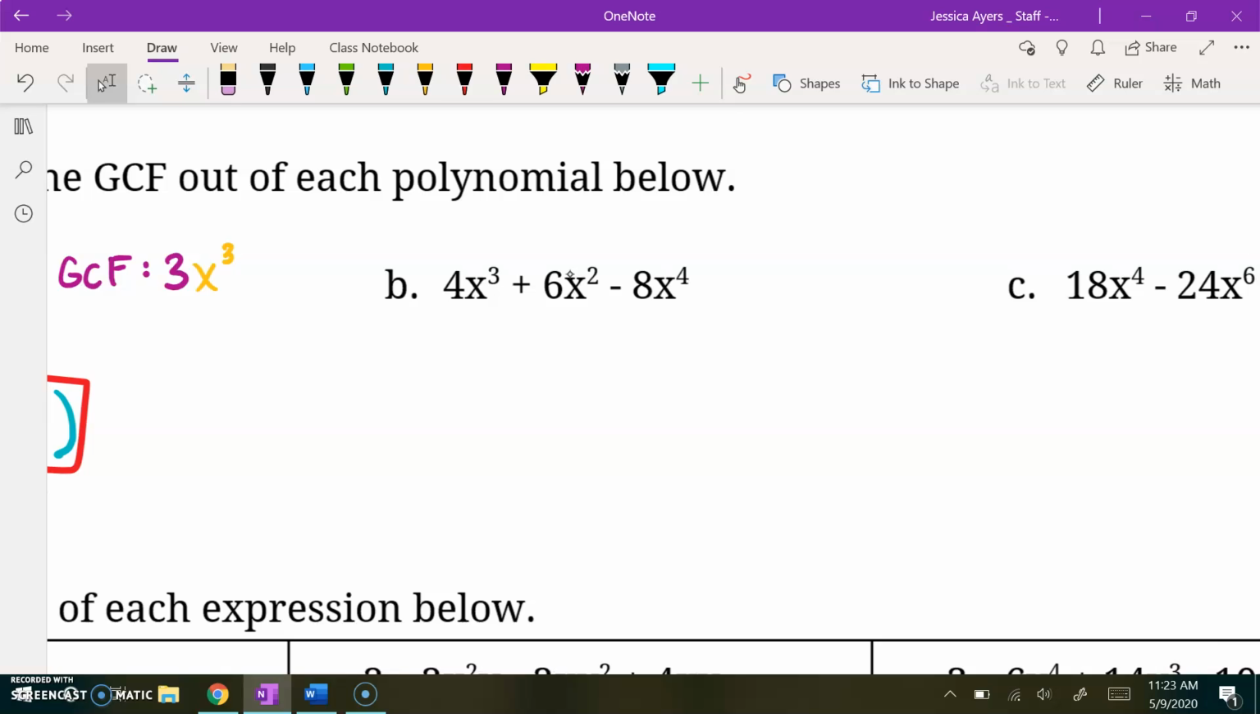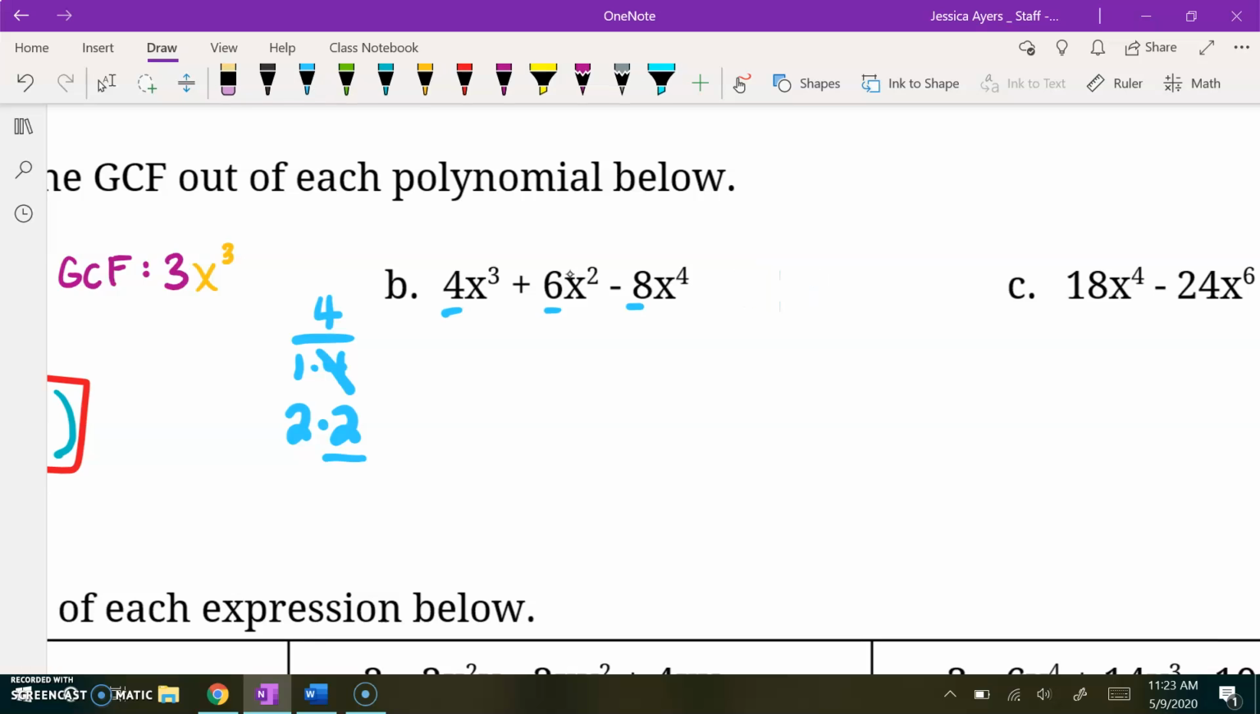Now we have a trinomial. So we're first, once again, going to look at just the numbers. The smallest number there is 4. Factors of 4 are 1 and 4. 4 does not go into 6, so we know it can't be 4. Oh, I forgot 2 and 2. Look at that. But 2 will go into 4, 6, and 8, so 2 is part of that GCF.